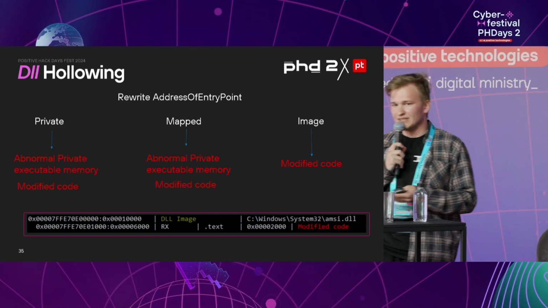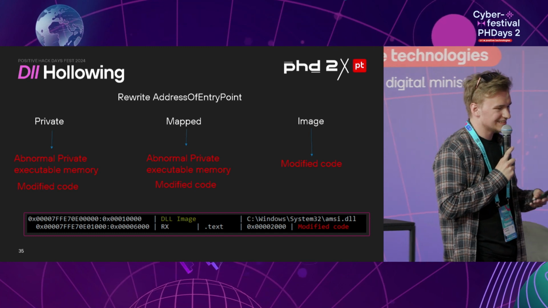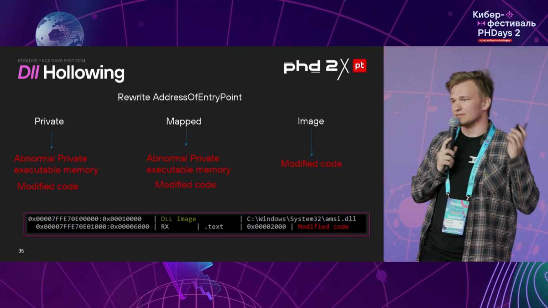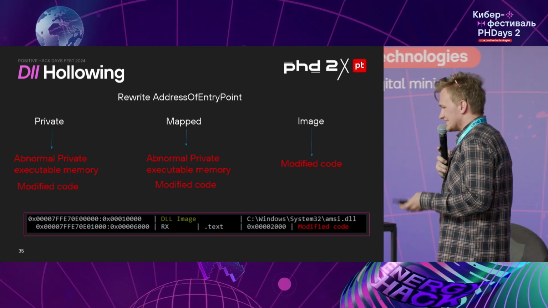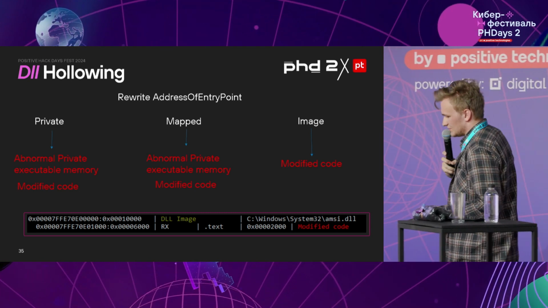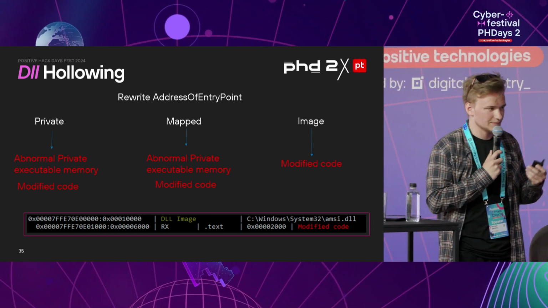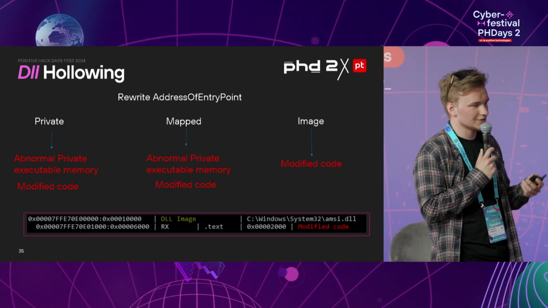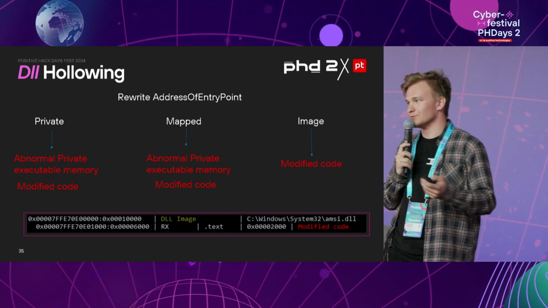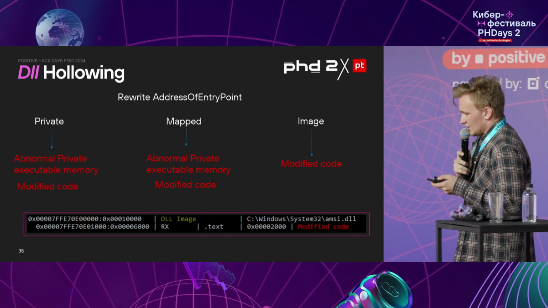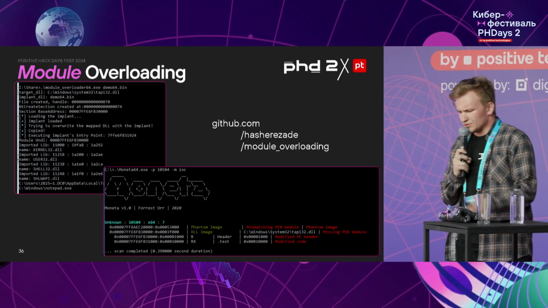For private or mapped memory, we need the executable memory, which is not typical. This is abnormal. And we can also have the modified code. If we make it to image and rewrite something, then we have this modified code detect, which kept me awake at night. Because Moneta somehow understood this. I didn't know how to bypass it.